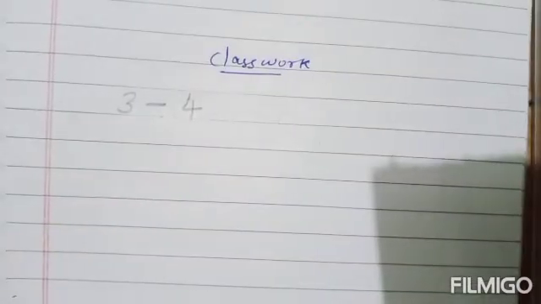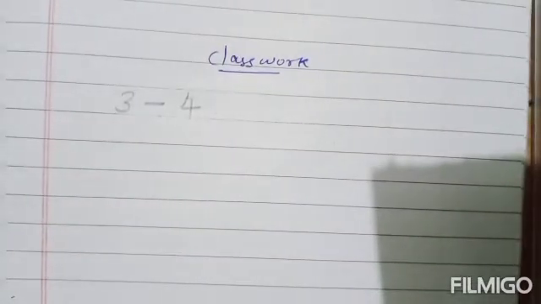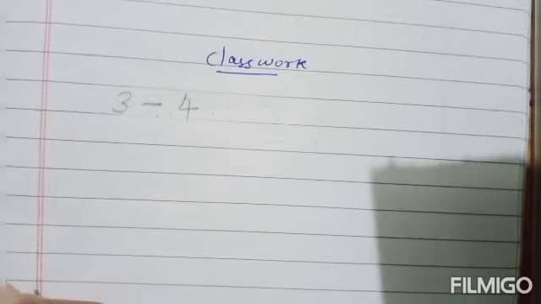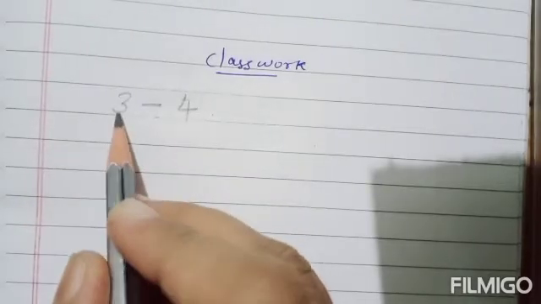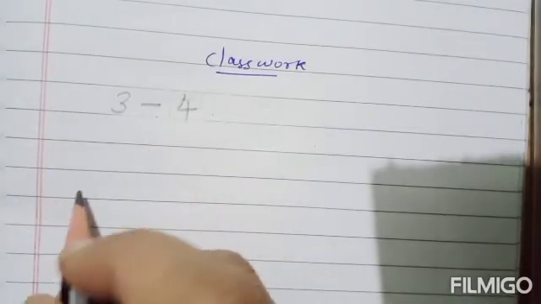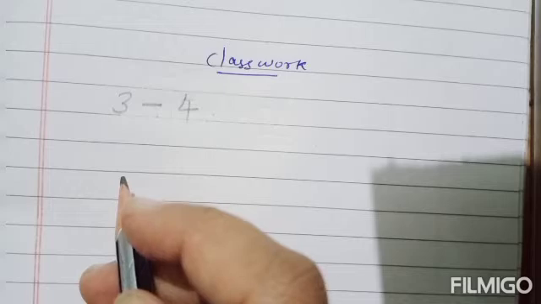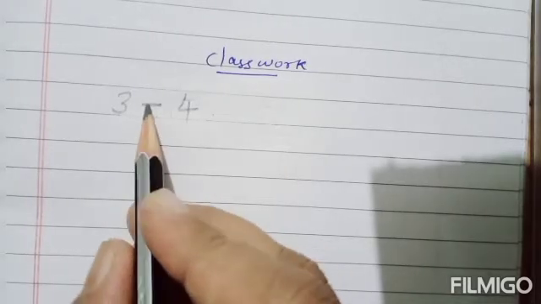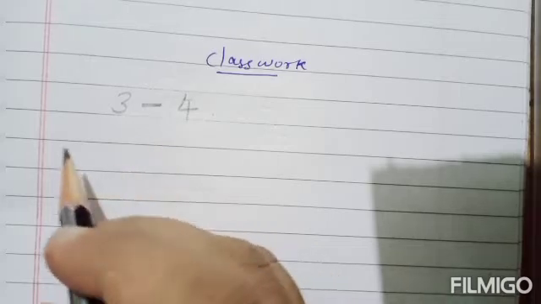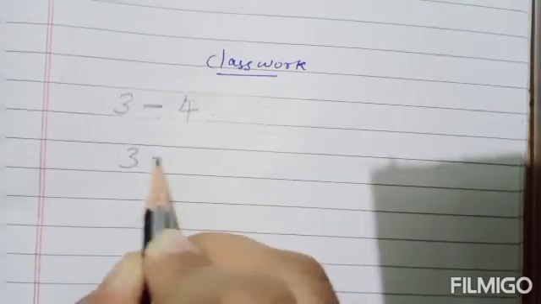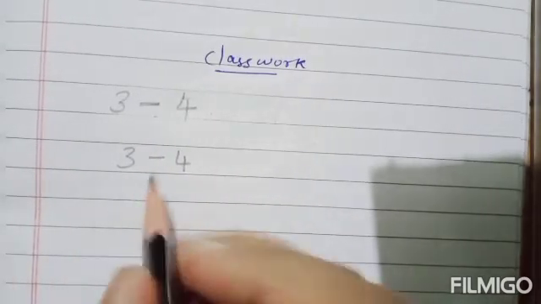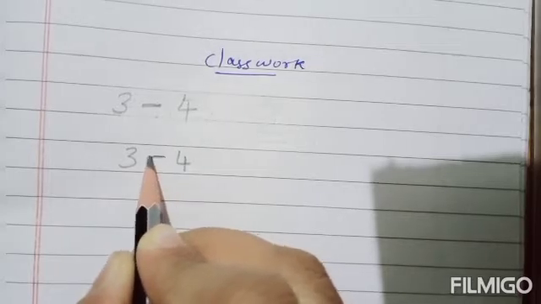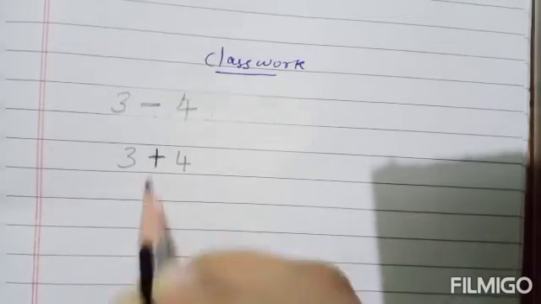So next topic, subtraction of integers. Okay, so we studied how to add two integers. Next it is subtraction of integers. So let us take one example, 3 minus 4. Okay, so there is one rule to subtract two integers, that is, first change this subtraction sign to plus sign. Okay, question is 3 minus 4. Change this subtraction sign to plus sign first.